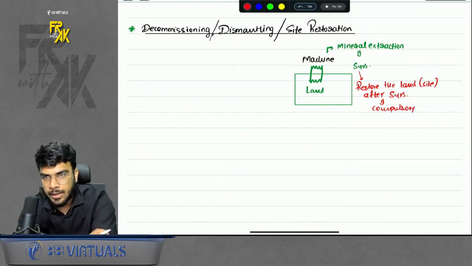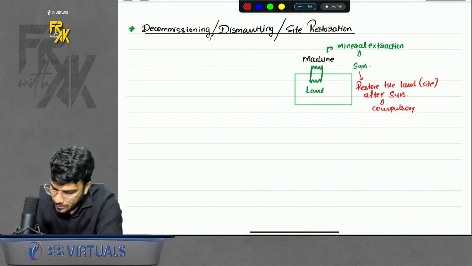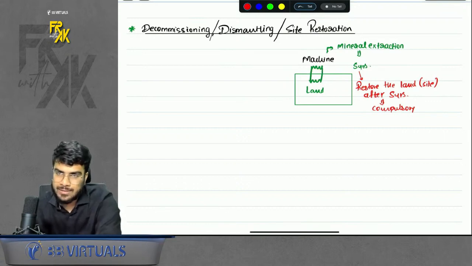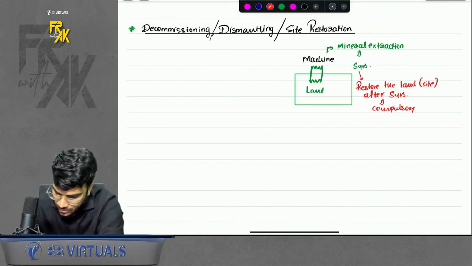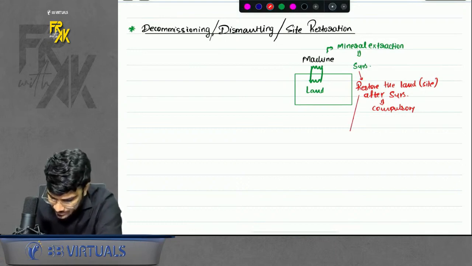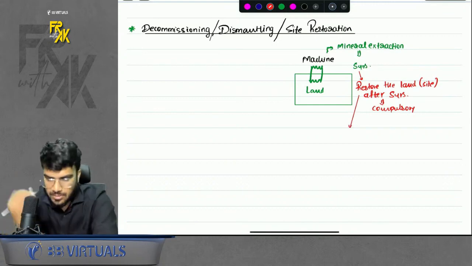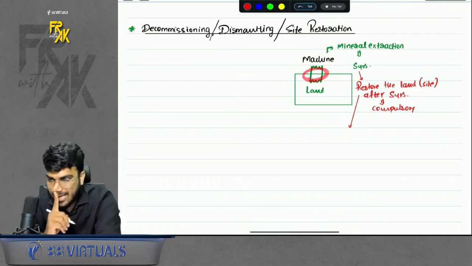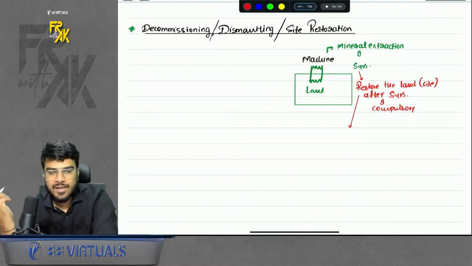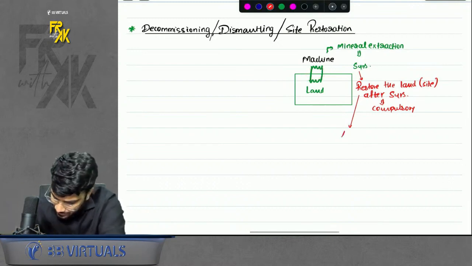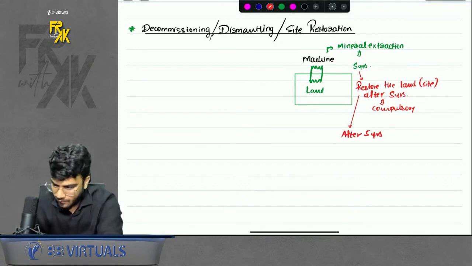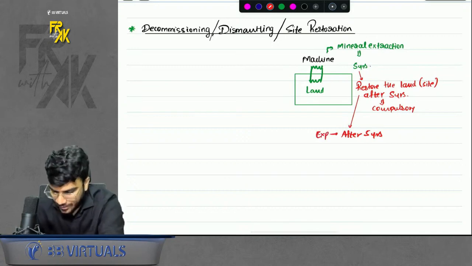Now, tell me one thing. When you restore the land, will you have to incur certain expenditure? Yes or no? Of course, we'll have to incur certain expenditure. But will the restoring expense be incurred on day one or after a period of 5 years? Perfect answer, we have to incur that expense after 5 years.